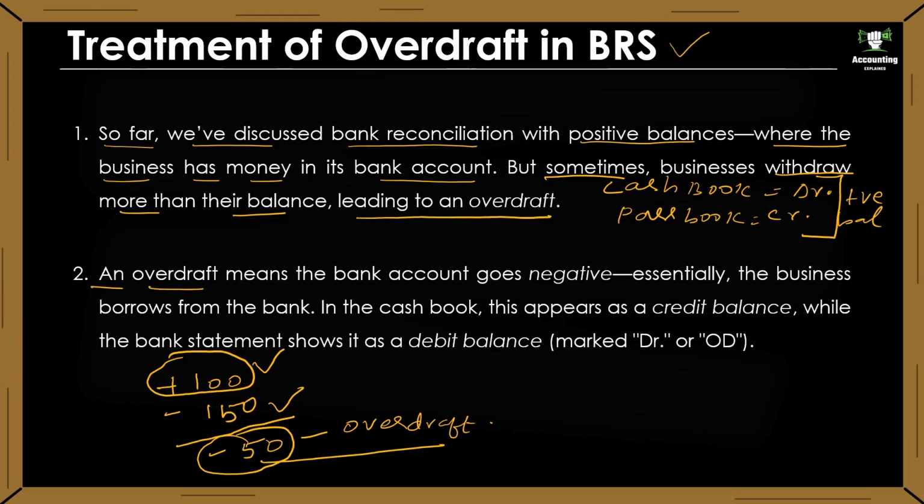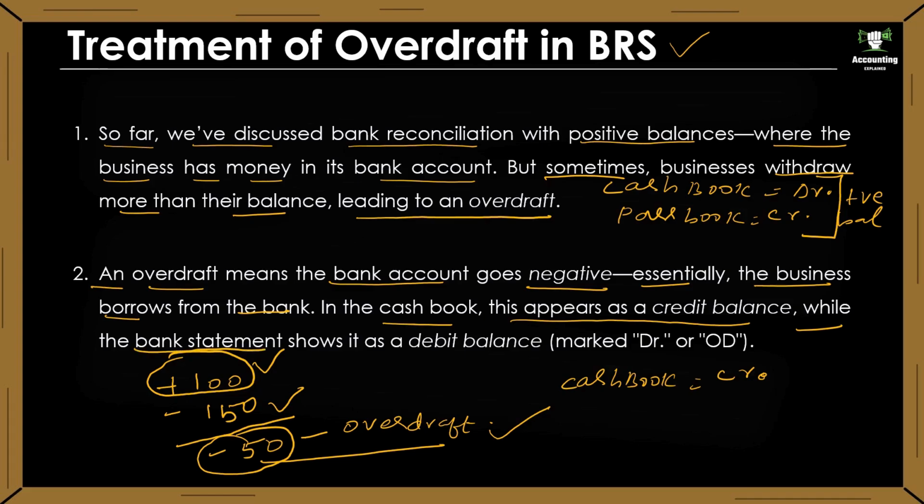So an overdraft means the bank account goes negative. Here minus 50 is your overdraft. Essentially the business borrows from the bank. So when there is an overdraft balance in the cash book, this appears as a credit balance. So in the cash book we will say the balance as credit, while in the bank statement or the passbook it shows as a debit balance. In the passbook it will be debit.